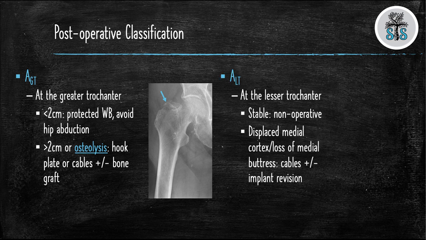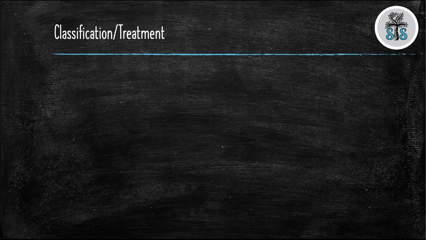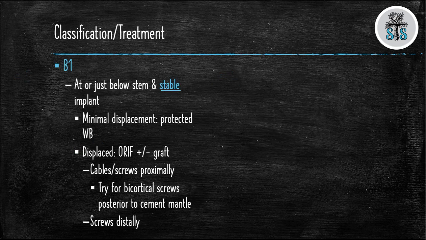If the fracture is at the lesser trochanter and is stable, it does not require surgery. If the medial cortex is displaced, or if there's a loss of the medial buttress, then surgery is required with cerclage cables with or without revision of the femoral implant. Vancouver B1 is when there's a fracture at or just below the stem, but the implant is still stable. If there is minimal displacement, you can think about treating these fractures without surgery.